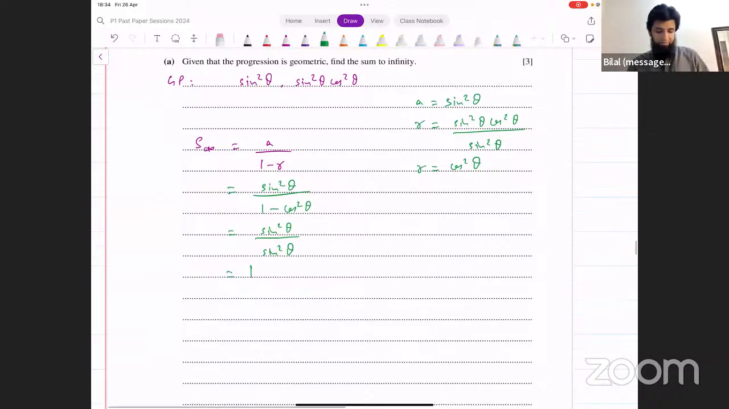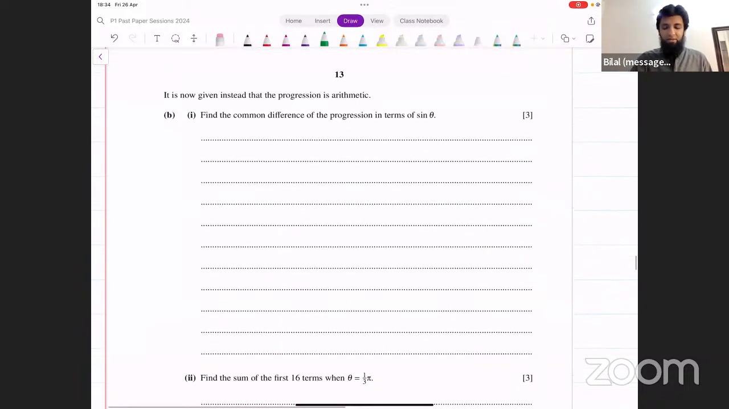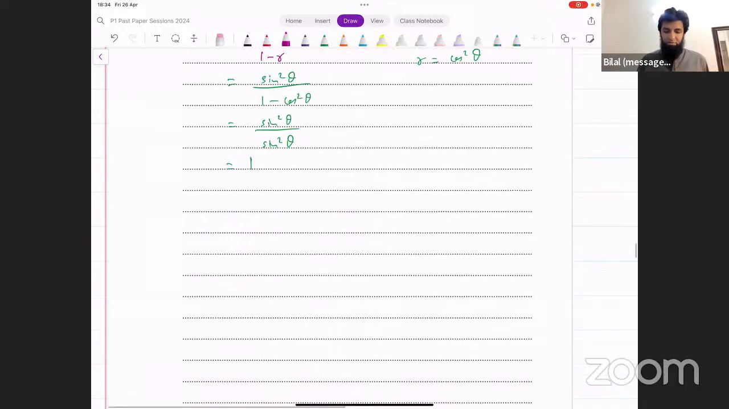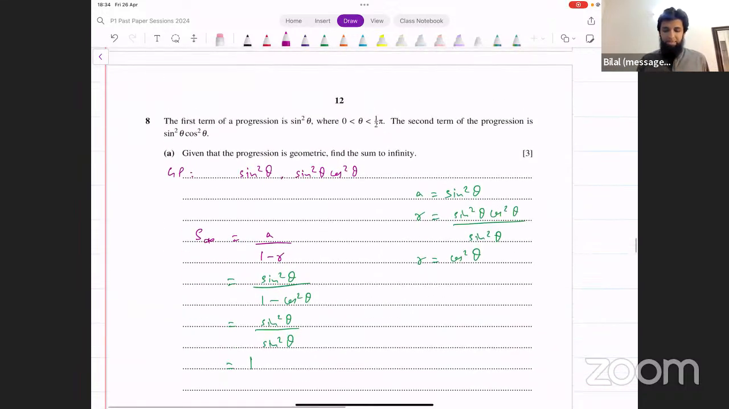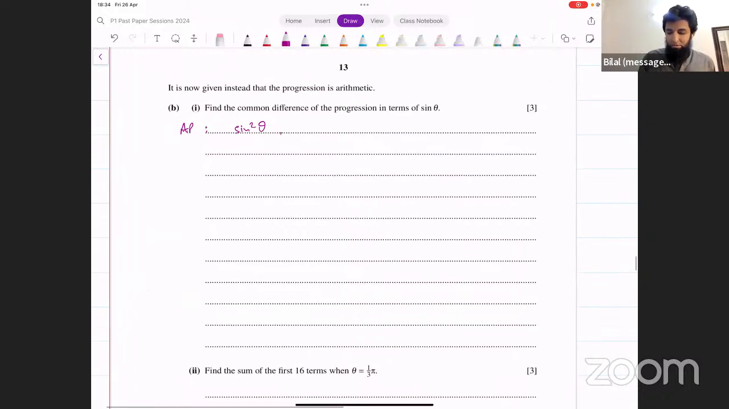Now let's look at the next one. It says, it's now given instead that the progression is arithmetic. Find the common difference of the progression in terms of sine theta. So now it's an arithmetic progression. And the first term was sine squared theta, and the second is sine squared theta into cos squared theta. What's the difference? Second term minus the first term. That gives you sine squared theta into cos squared theta minus sine squared theta.